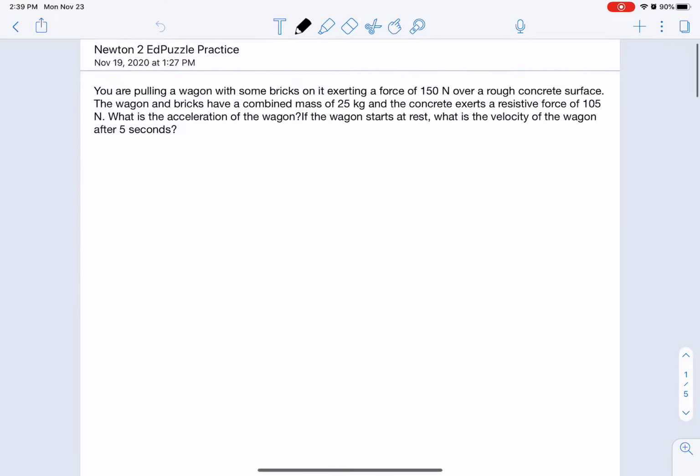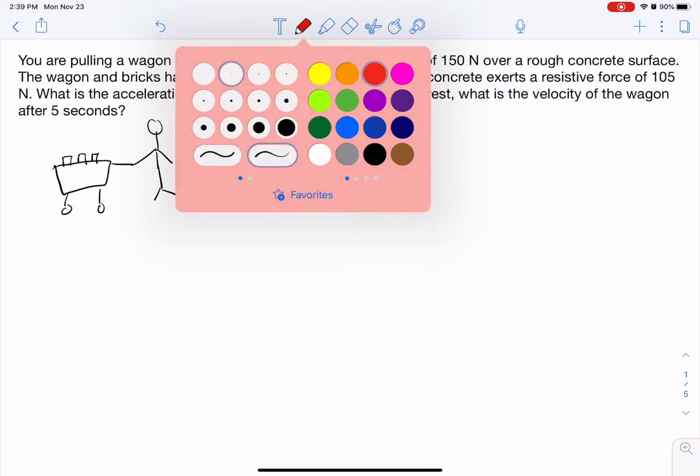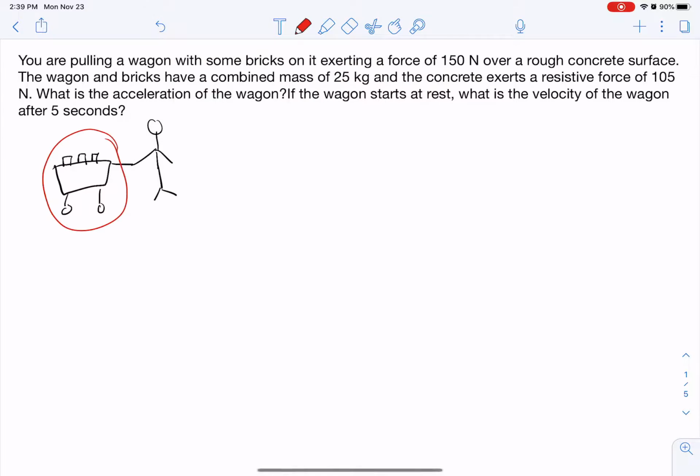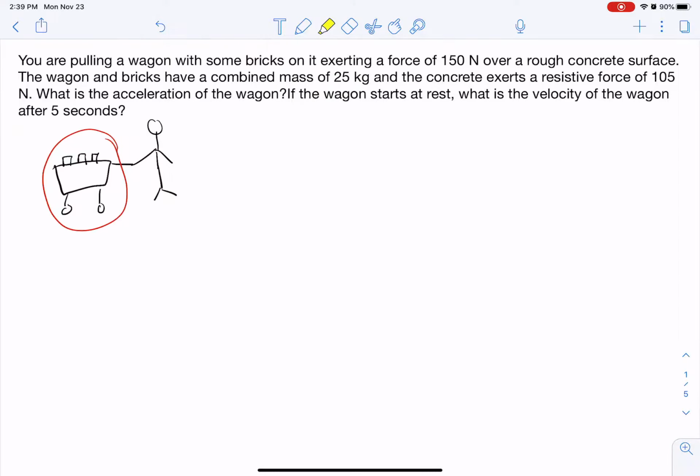So we have a wagon, and you are pulling it. The wagon has some bricks in it, and the wagon is our object of interest. Now let's make a list of the variables that we have. I'm highlighting all of my numbers. Now I'm going to write a list.